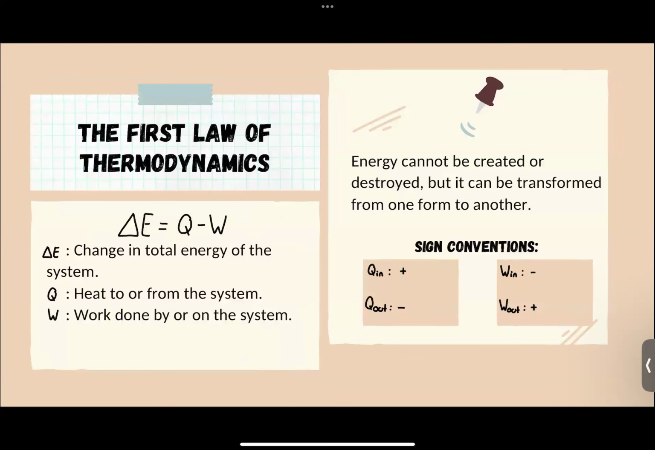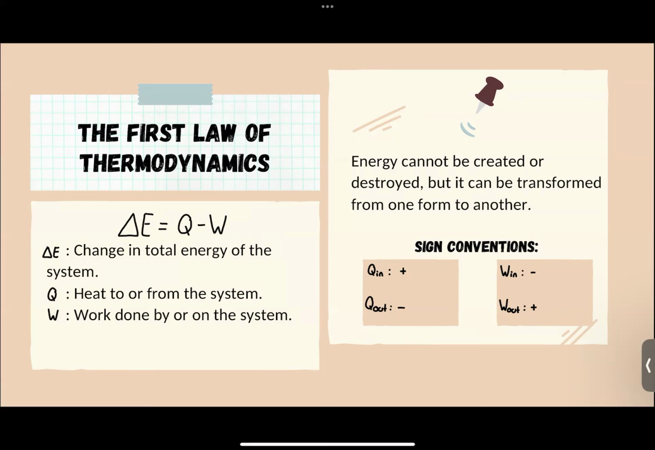So now, having defined all the kinds of different heats and works, we can now define the first law of thermodynamics, which is based on the conservation of energy principle. So essentially, the first law states that the change in a system's total energy is equal to the net heat transfer into the system minus the net work done by the system. And so in the equation, Q refers to the heat to or from the system, and W, the work done by or on the system.